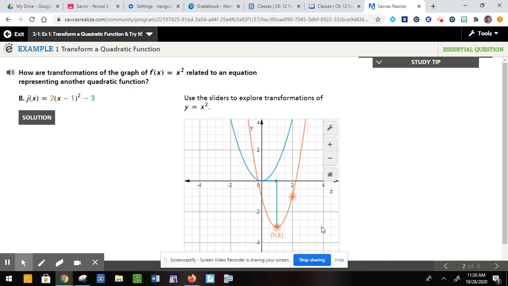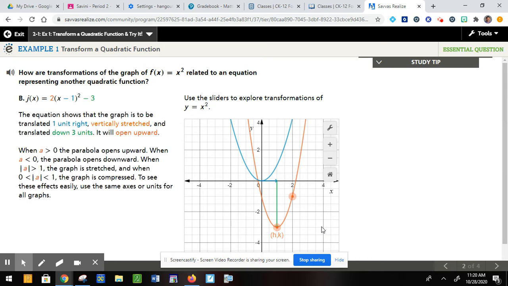So how are they related? Well, we can just kind of play around with it here. The value of 2, since it's positive, is why this one still opens up. By the way, the blue is just y equals x squared. That's the parent function, right? Or f of x equals x squared.